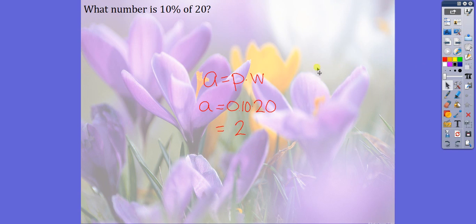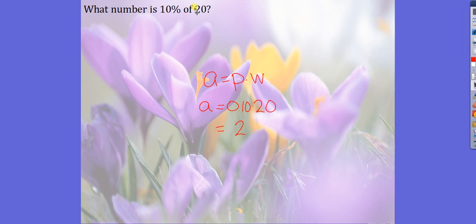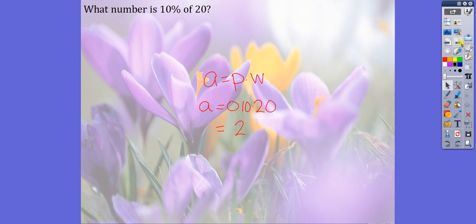We did this one together. What number is 10% of 20? 20 is the whole because it's followed by "of." 10%, I rewrite that by moving the decimal 2 places to the left as 0.1 or 0.10. I multiply and I get 2.